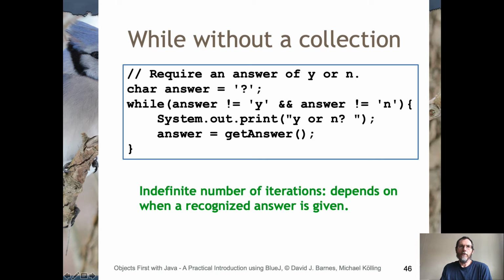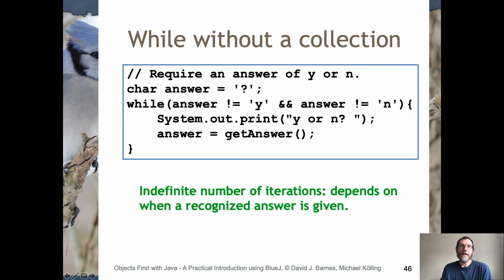Here's another example. We might imagine that there's a program we're running, and the program requires us to answer either yes or no, or at least type y or n to indicate a yes or no answer to some question that it's posing. And the program insists that we type either y or n and is not satisfied with any other answer. So the while loop is going to continue as long as our answer is neither a y nor an n.